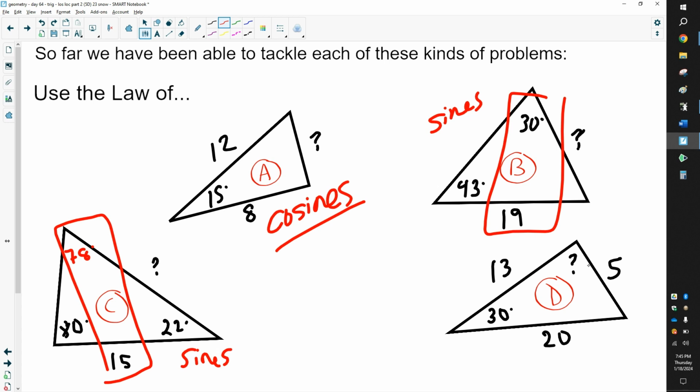And finally here, picture D is a sines problem as well. And you can see that because we have this set right here. If you have this set of both values known, law of sines. If you don't, law of cosines.